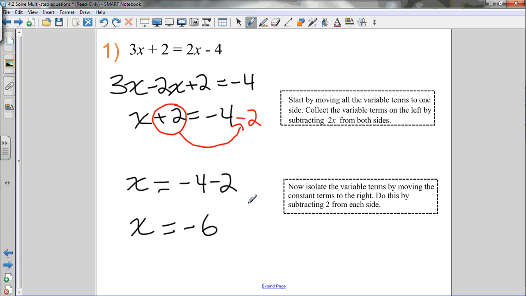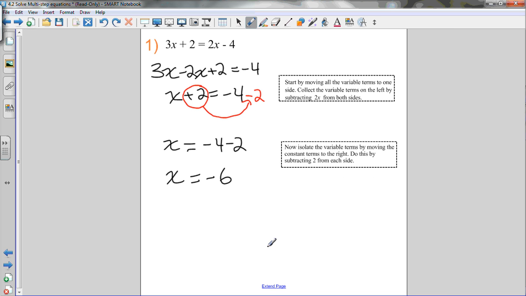And don't forget, you can plug that back into your original equation and make sure that if x is negative 6, that makes this equation true. It makes the left side equal the right side. I'll do that for this question. I won't do it for all of them for this lesson, though. So I have 3x plus 2 on the left side of the equation. So 3 times negative 6 plus 2. Let's see if that's equal to 2 times x. So 2 times negative 6 minus 4.